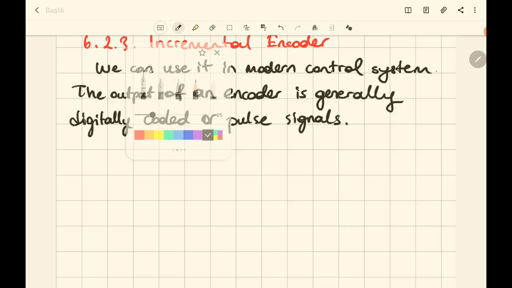The incremental encoder operates like that. For each turn it produces 500 pulses, for example. We can find the number of pulses in the datasheet related to the encoder. Let's continue with the DC motors in control systems.